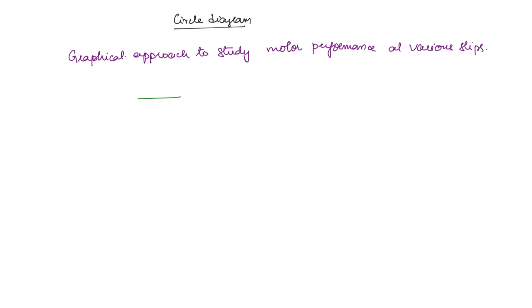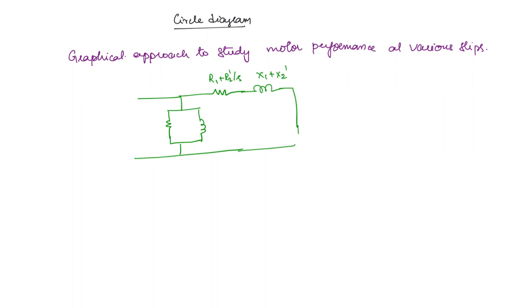So first we consider the equivalent circuit, but we will take the equivalent circuit which is in this manner. This is R1 plus R2 dash by S, X1 plus X2 dash. So this is the circuit diagram we are going to use. That means we have lumped the stator parameters onto the other side. So this is a valid approximation. It will give good enough results. So this will be the magnetizing reactance and this is the core loss component.